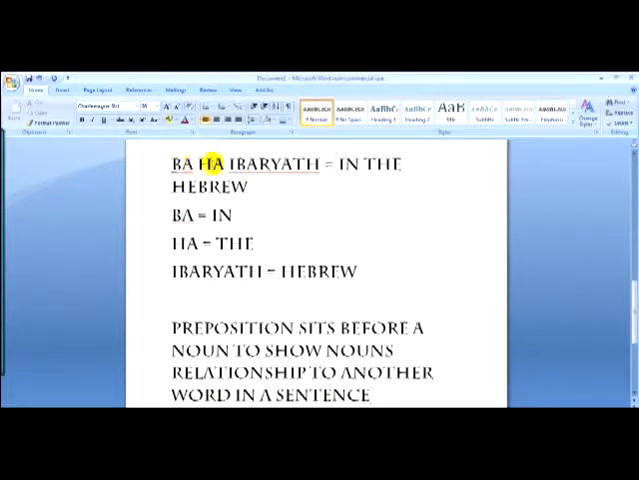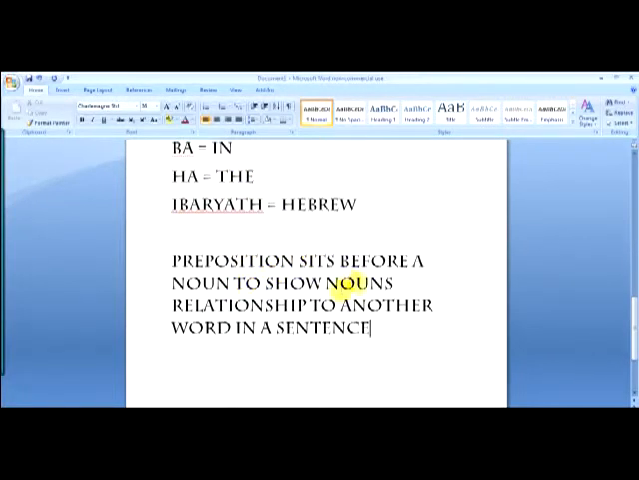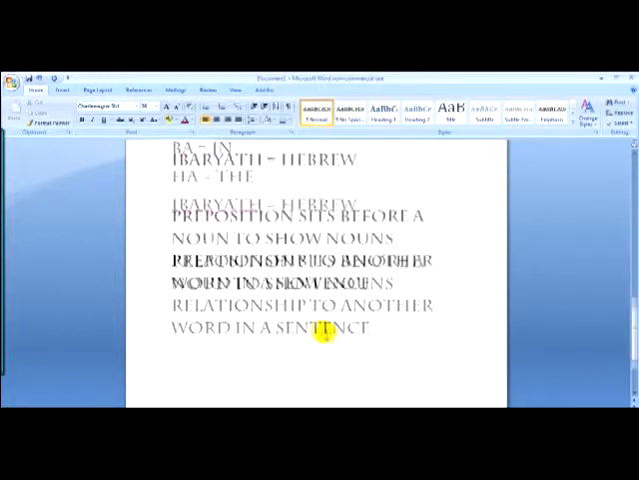Ba and ha are prepositions. Why? Because they're placed at the front of a word. That's why every time I say the letter ba at the beginning of a word, it is "in," and ha at the beginning of the word is "the." Alright, then you have the endings, which we'll get into another time. So a preposition sits before a noun to show a noun's relationship to another word in a sentence.